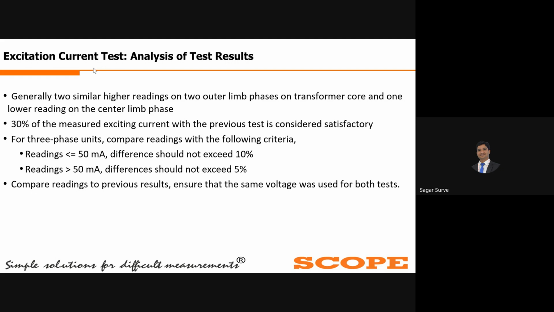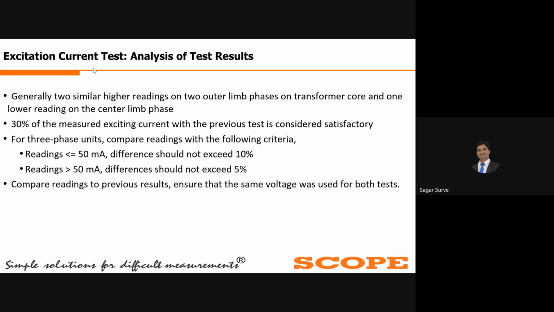Now, the excitation current test and analysis of the test result. Whenever we get results of the excitation current test, how can we analyze these results and make predictions based on them? Generally, we get two similar higher readings on the two outer limbs of the transformer core and one lower reading on the center limb.